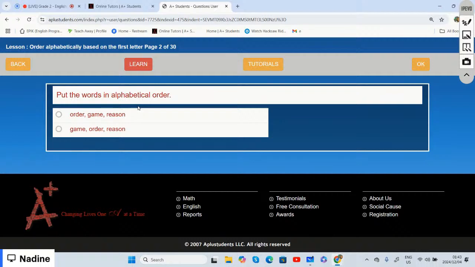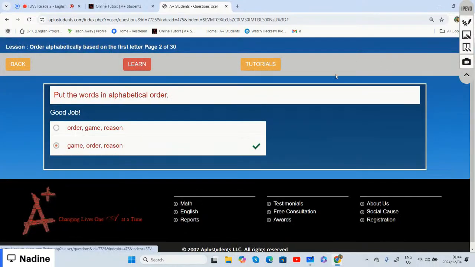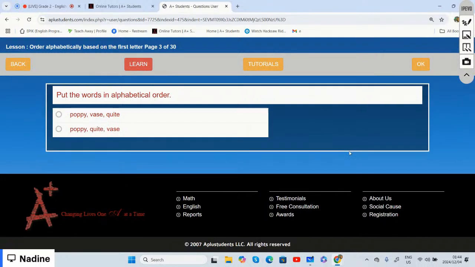And if we were to choose the correct option, then yes, we will choose option two. First G for game, then O for order, then R for reason. So option two is then correct. Well done. The next one, we need to put the words in alphabetical order. Is it option one, poppy, vase, quite? Or option two, poppy, quite, vase? So option two was correct. Now the next one.